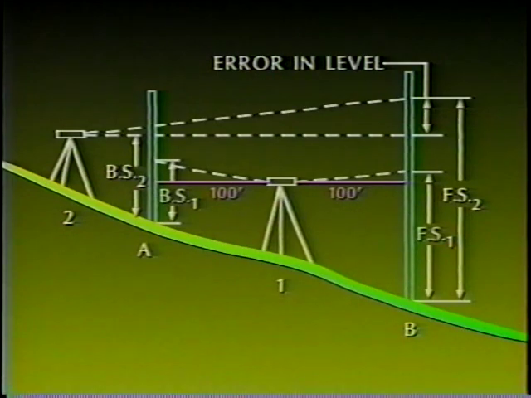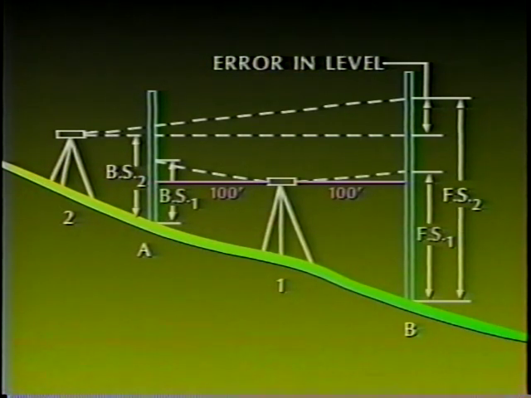By setting the level a short distance from A, the foresight and back sight are intentionally unbalanced. The unbalanced sight distances will exaggerate any error in the mechanical workings of the instrument. Another back sight reading, BS2, is taken on the rod at point A, the point nearest the level. This gives a new elevation for the instrument height at setup point two.